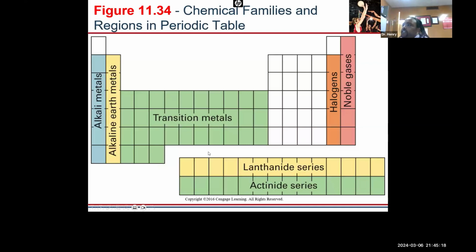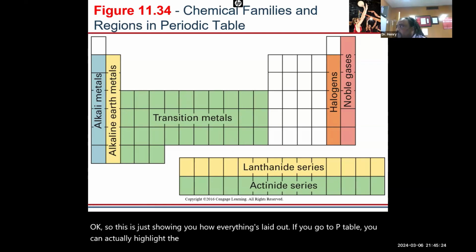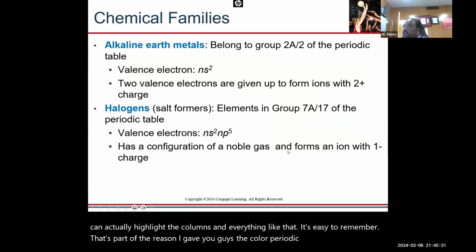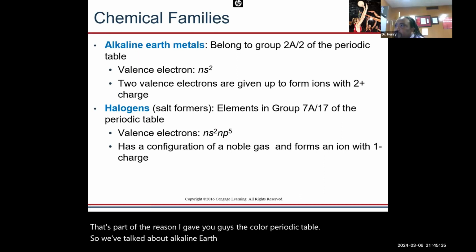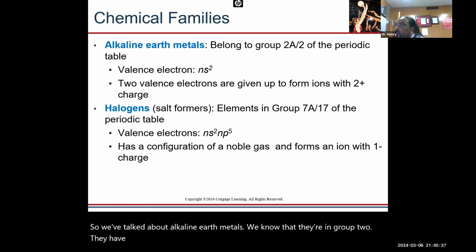Okay, so this is just showing you how everything's laid out. If you go to P table, you can actually highlight the columns and everything like that. It's easy to remember. That's part of the reason I gave you guys the color periodic table. So we've talked about alkaline earth metals. We know that they're in group two. They have 2 valence electrons, and so when they form an ion, they're going to be a 2+.